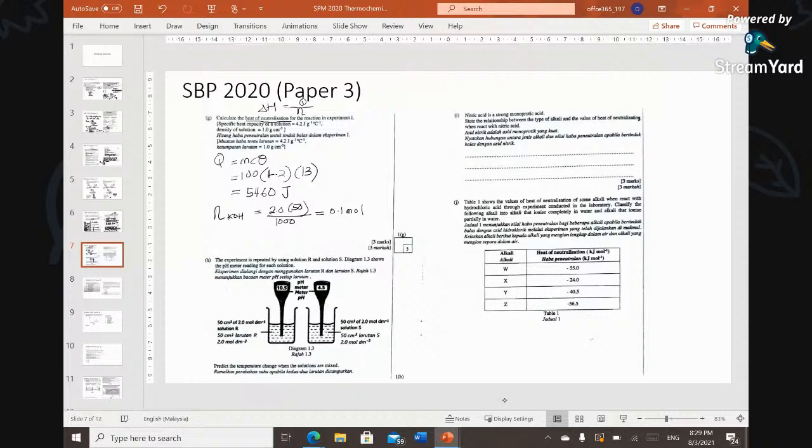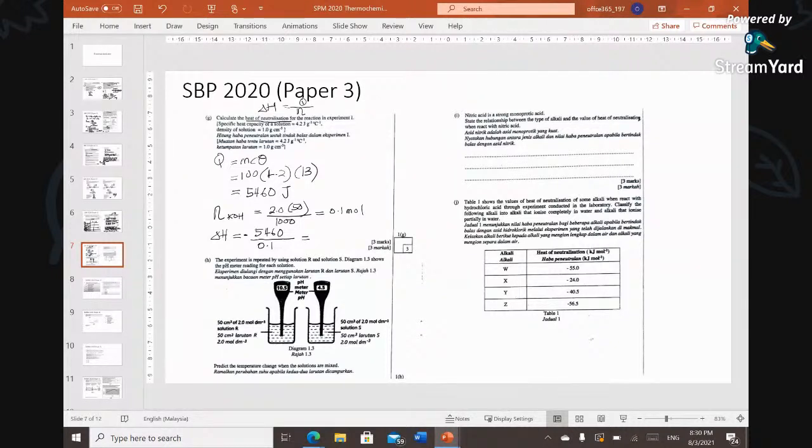Now you can calculate the delta H. Over here, 5460 divided by 0.1 mole. Heat of neutralization is always negative, so you can add the negative sign in front. The negative and positive sign is just to indicate whether it's an endothermic or exothermic reaction. The amount of heat is the numerical value. So 5460 is the amount of heat that is being released.